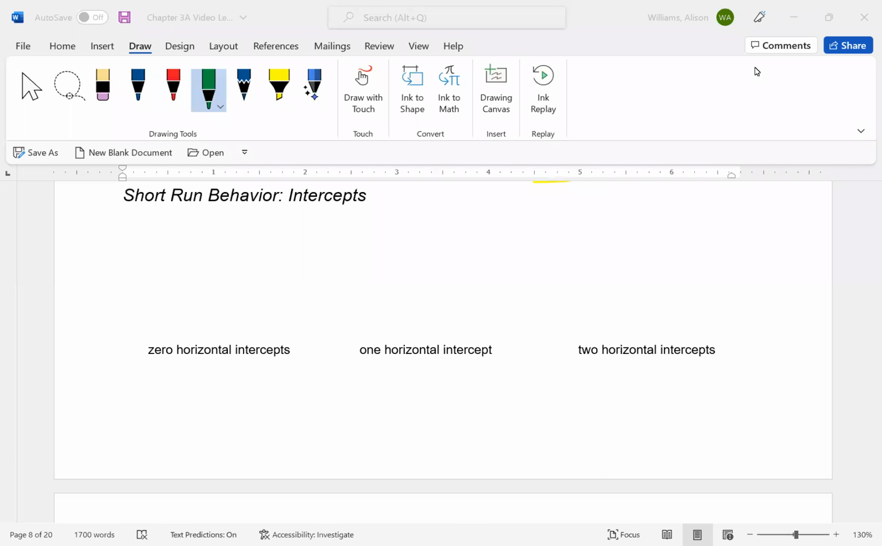In this video, we're going to focus in on the intercepts for a quadratic function. Our book is referring to this as short run behavior, focusing on intercepts. And since we're looking right now at quadratic functions, that's what we're going to focus on. So what we have are three possibilities for a quadratic function.